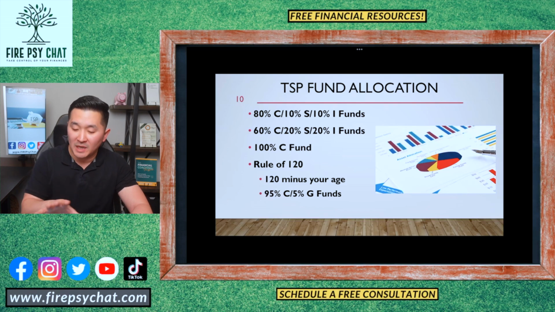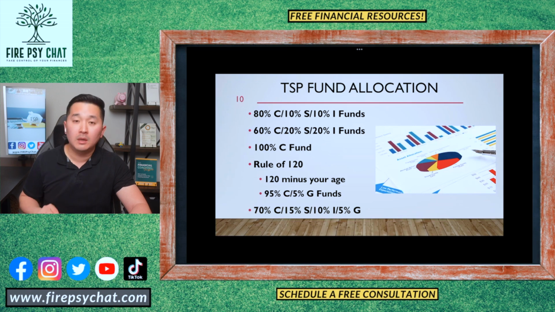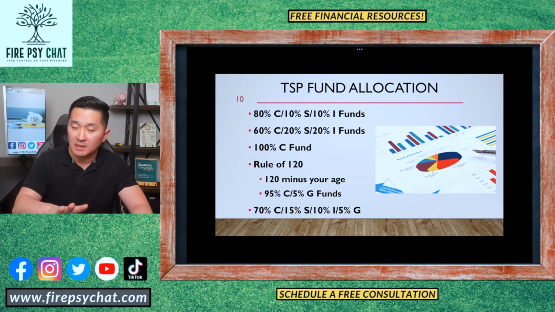I'm not telling you to do that, but that's just a simple way to look at it. Or you can do 70% C fund, 15% S fund, 10% I fund, and 5% G fund. And if you add them all up together, you're still doing 95% stocks and 5% bonds based on your age, right?